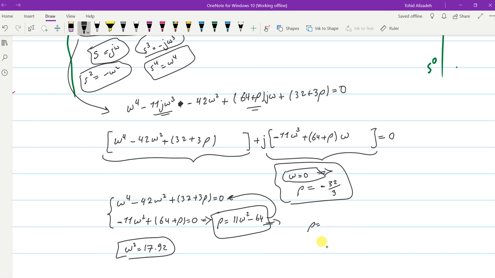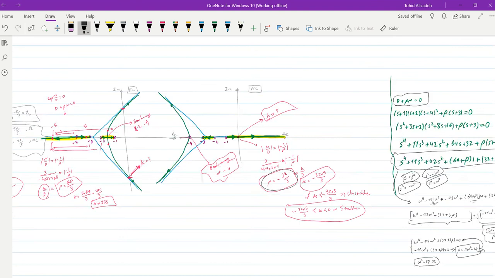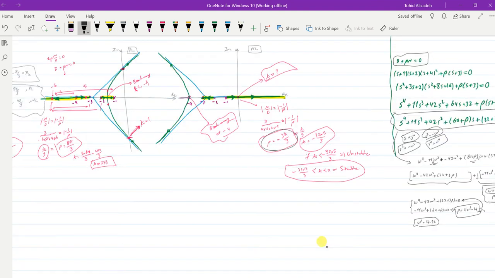And replacing it in this equation will give us rho equal to 11 times this minus 64, and then we know that rho is equal to k over 5, so k will be equal to 5 times rho, as we are interested in the value of k. This will be equal to 5 times 11 times 17.92 minus 64, and if you find it, you will end up with k equal to 665. So k will be equal to 665, and we know that it is positive because we are on the positive locus.